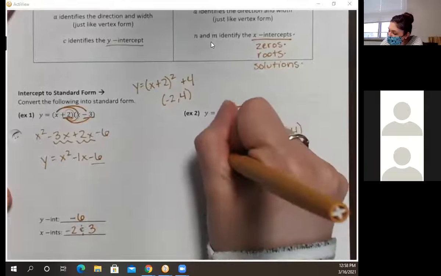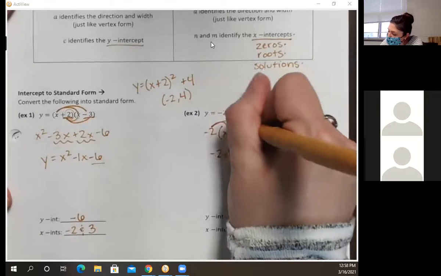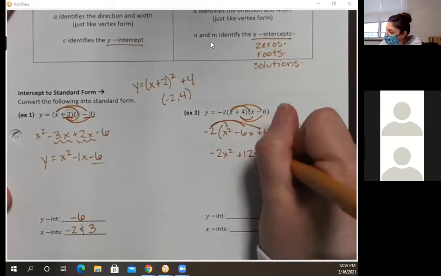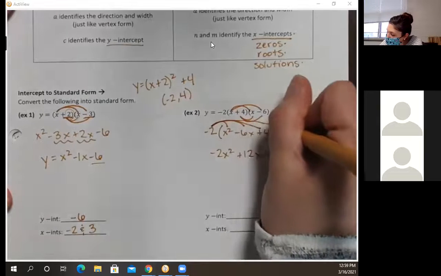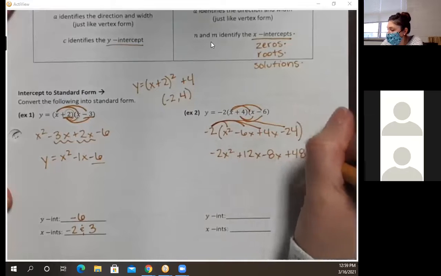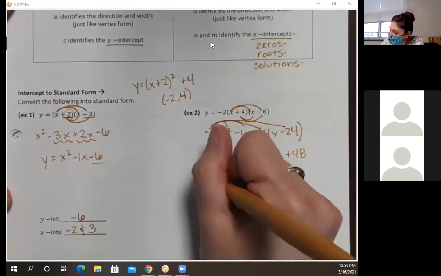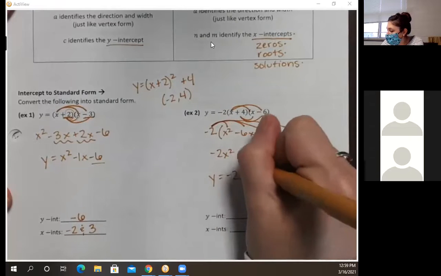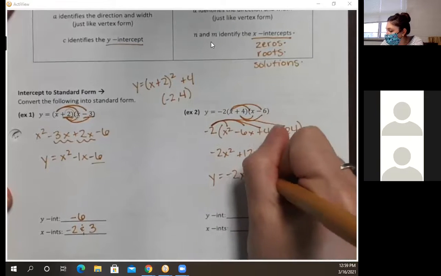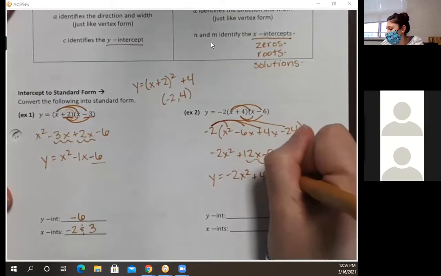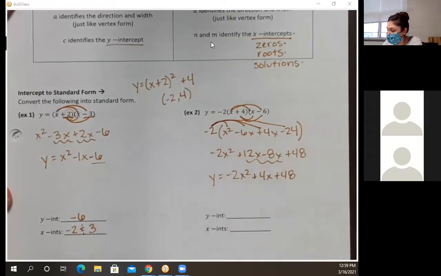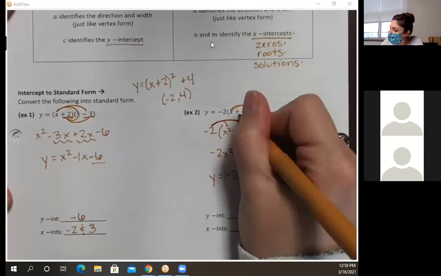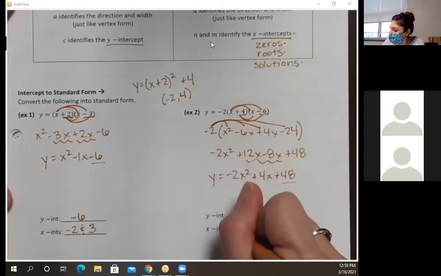So when I distribute here, I've got negative 2x squared plus 12x minus 8x plus 48. And then don't forget, for standard form, I need to combine those like terms. So I would have negative 2x squared, combine my like terms there, and I get plus 4x plus 48. My y-intercept is 48, and my x-intercepts are negative 4 and positive 6.